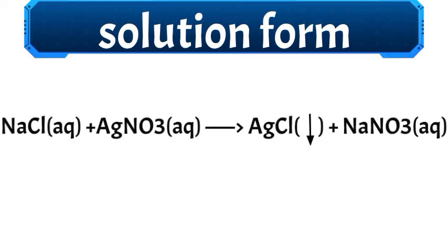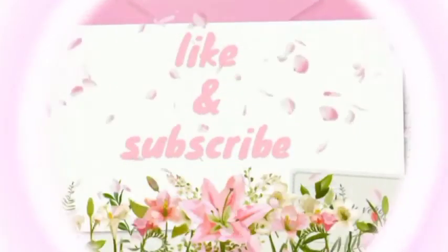Solution form. Some chemical reactions take place only when the reactants are mixed in solution form. For example, when sodium chloride solution is mixed with a silver nitrate solution, the white precipitate of silver chloride and sodium nitrate solution are formed, which is NaCl solution + AgNO3 solution = AgCl + NaNO3.